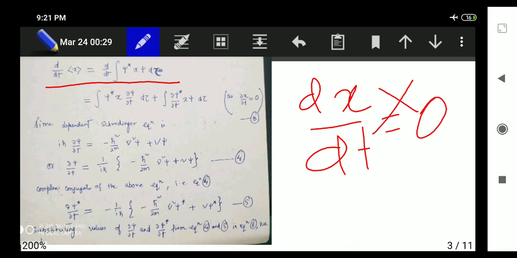So that's why you can see in the next step we've written psi star x, meaning first we are differentiating psi with respect to time. Since psi is a function of both time and position, I am using the partial differentiation sign here: del psi del t d tau, plus again I will do this time for psi star. So del psi star del t, the x psi will remain out, and del x del t is 0. That's why the differentiation of x by time is not required. Now leave it there. That will be equation number 3.